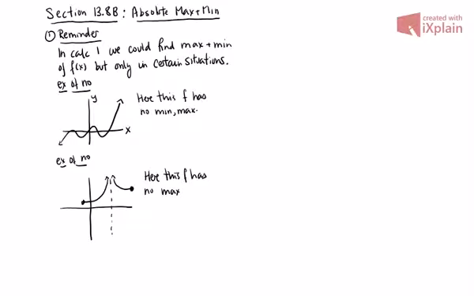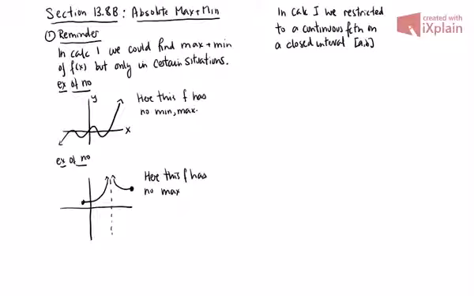So what we did in Calc 1 is we restricted ourselves. In Calc 1, we restricted to a continuous function on a closed interval, A to B. There's a theorem in calculus that states that if you have a continuous function on a closed interval, it has to have a max and a min.